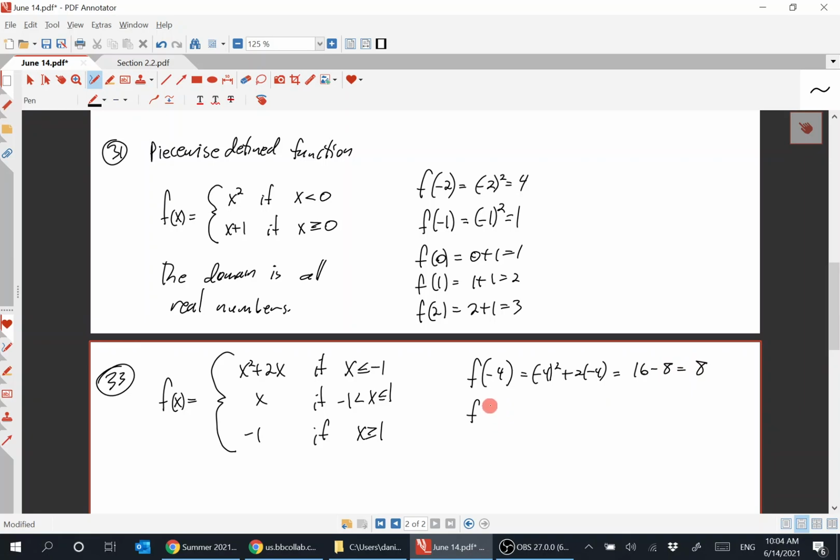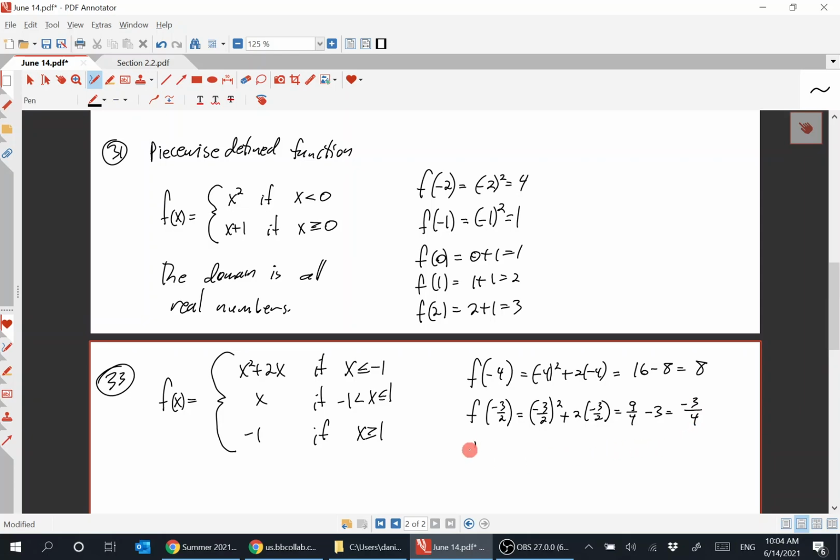And then f of -3/2. Which piece of the piecewise function do we use here? -3/2 being -1.5. Top, middle, or bottom? Top one again. So -3/2 squared plus 2 times -3/2. So that's 9 over 4 minus 3. So 9 over 4 minus 12 over 4, so that's -3 over 4.